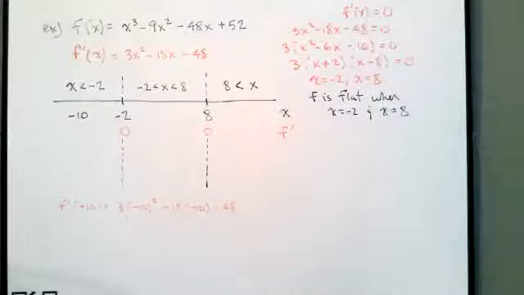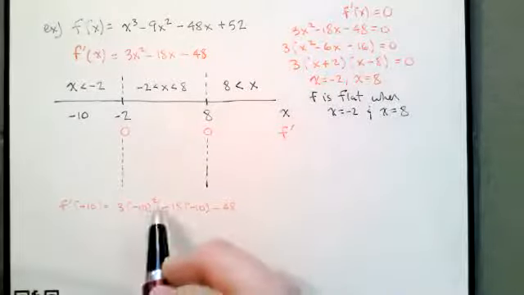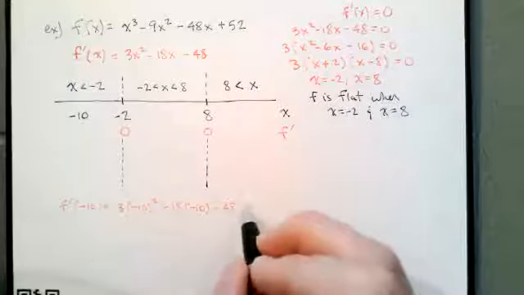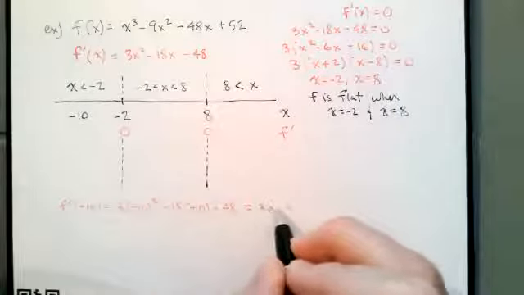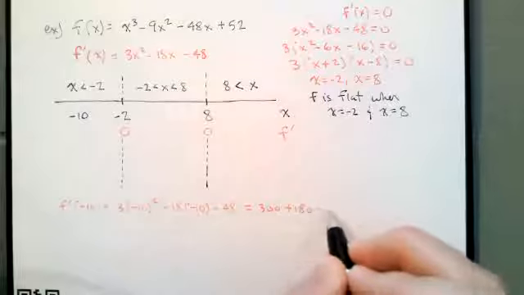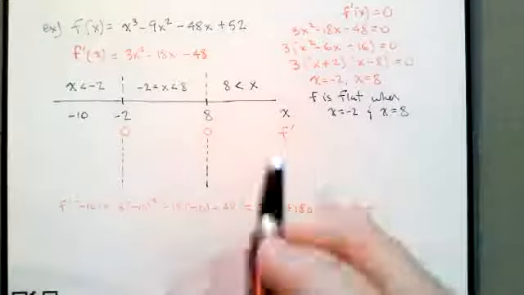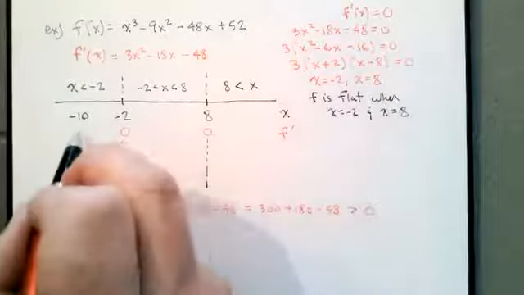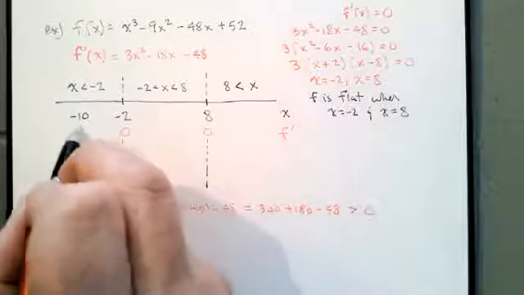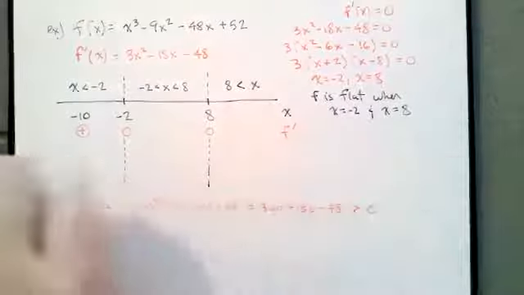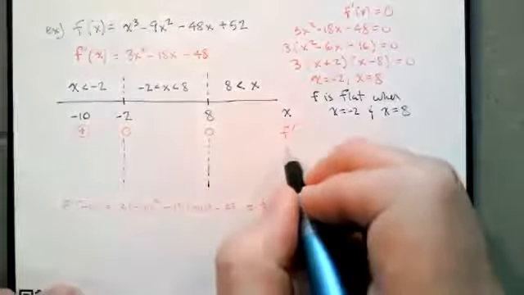Plugging in the numbers, this is going to be 300 plus 180 minus 48, which is positive. So f prime is positive, and that tells us that f is increasing, just as we had suspected.